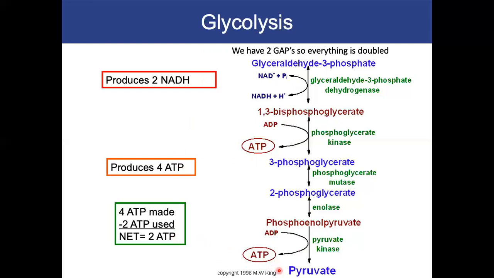The end of this is pyruvate. So we've made two pyruvates. From one glucose, we've made two pyruvates. That's called glycolysis, and that occurs in the cytoplasm. We have made two NADHs, and we've netted two ATP.